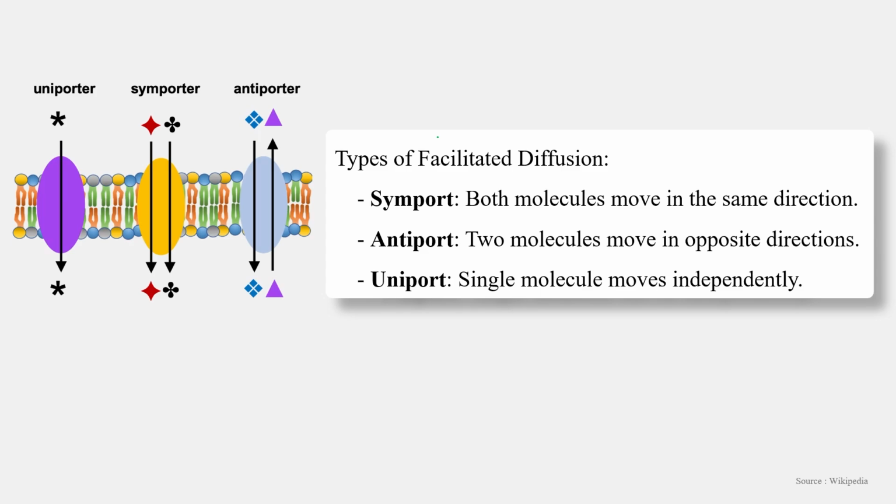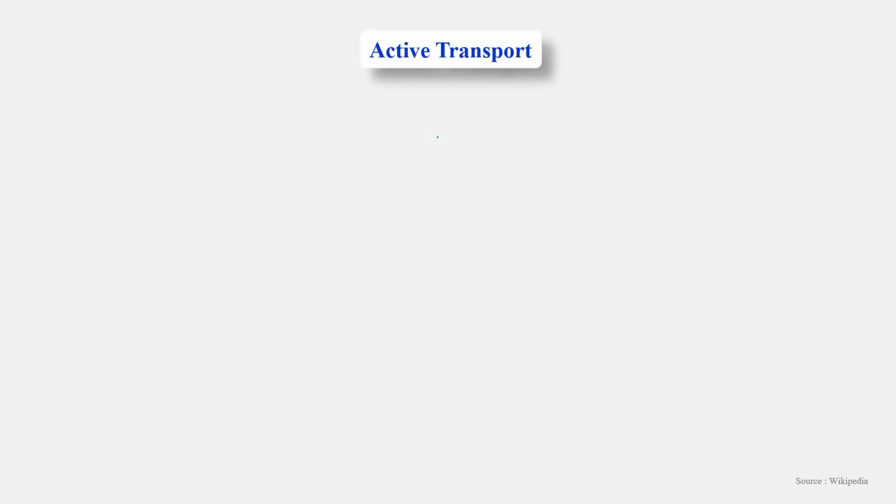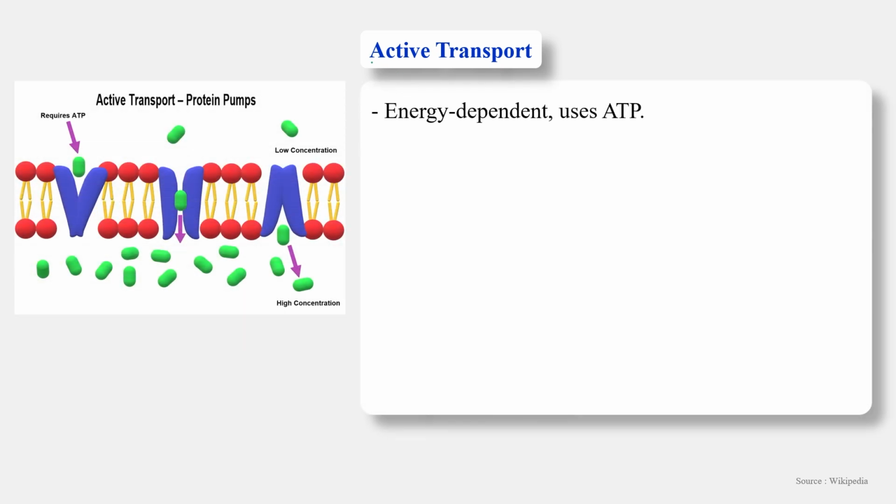Clear? Now, next type. We have discussed diffusion and facilitated diffusion; now active transport. These are methods used by the plant for small distance movement. The third type is active transport. If the word active is present, then obviously ATP is used in this transportation. So this is energy dependent transport which requires ATP.